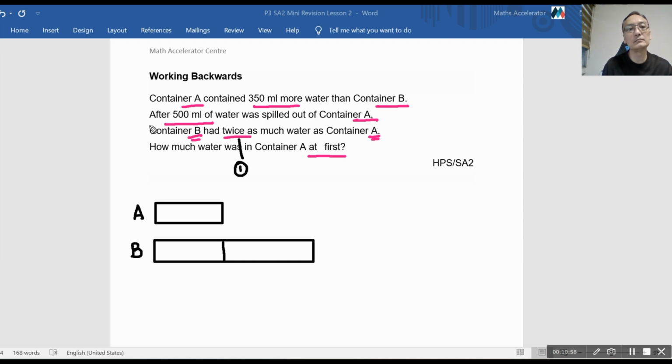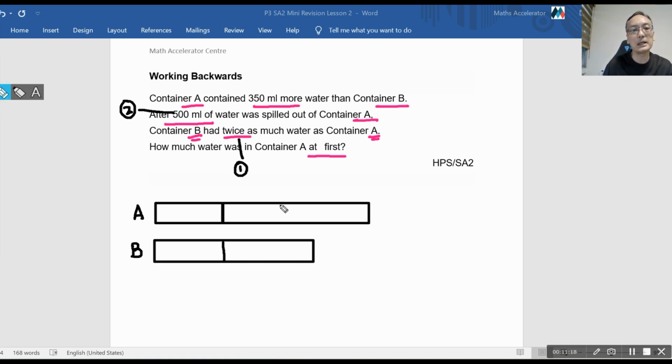The second step that we're going to carry out will be this step. 500 ml of water was spilled out of container A. So when we work backwards, we will add back the 500 ml. And we're going to indicate plus 500 to add back the amount of water that was spilled out of container A. Lastly, we will carry out step 3.